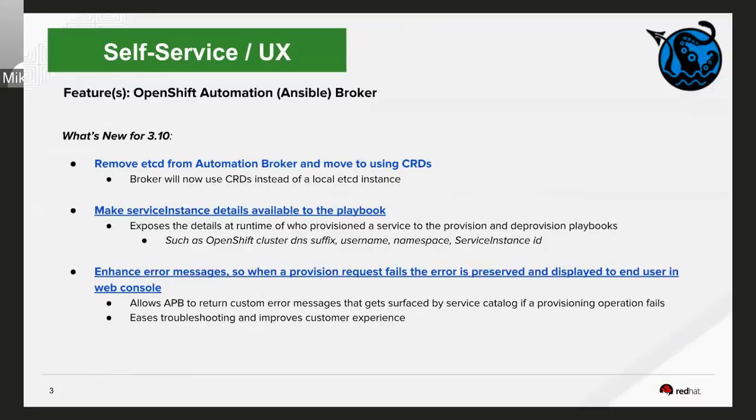So this has a subtle change on the back end. We moved to using the CRD API instead of using the local etcd instance. We give you some more information about who is provisioning the services, and then we give you more robust error messages coming back, which is easier to troubleshoot when things don't happen.